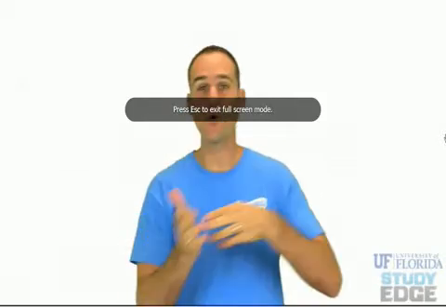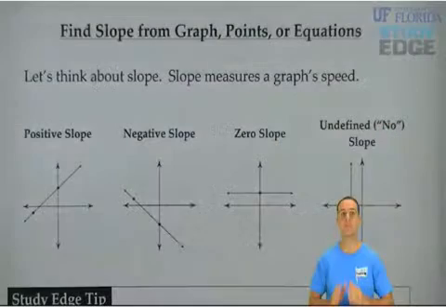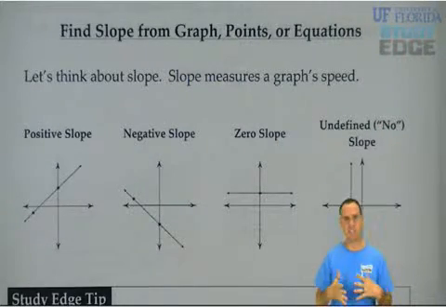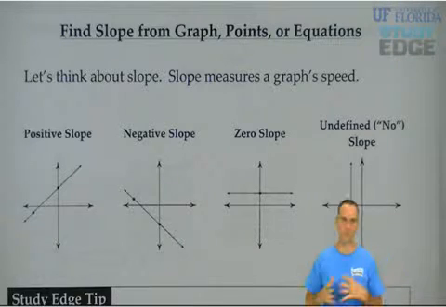Alright, we're going to find slope from either graphs or points or an equation. So we've got a whole bunch of different ways you're going to be asked about slope. First of all, though, let's go ahead and look at what slope will look like. The thing about slope is that slope measures a graph's speed. Basically, what is going on from left to right.